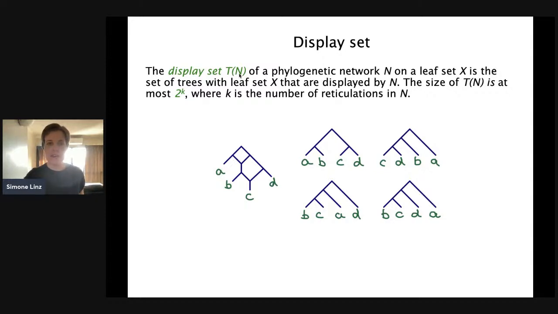The intuition here is that every reticulation has in-degree 2, so you have 2 choices for each reticulation. This phylogenetic network over here has 2 reticulations, and its display set contains these 4 trees. So the bound in this case is sharp.